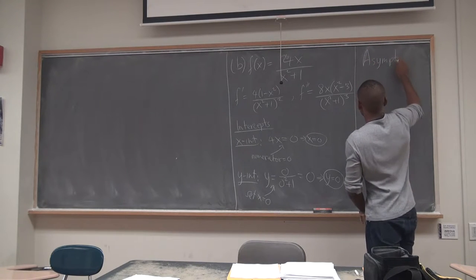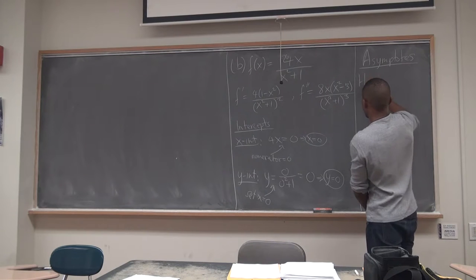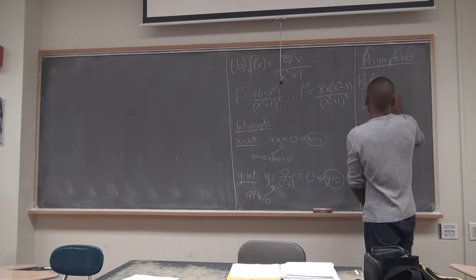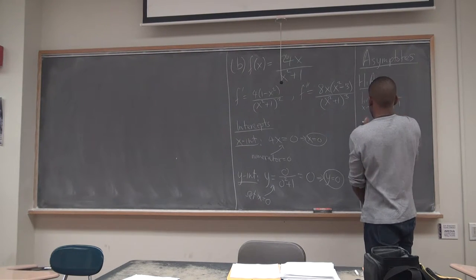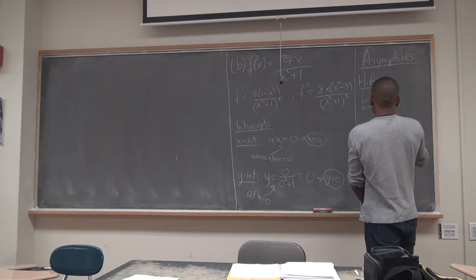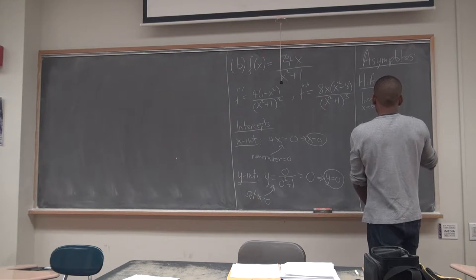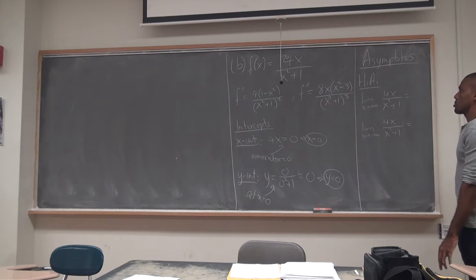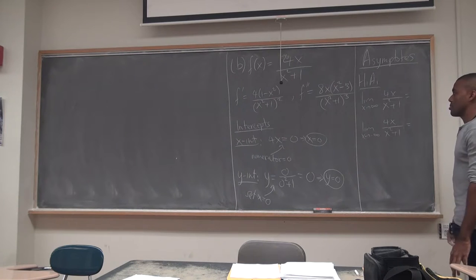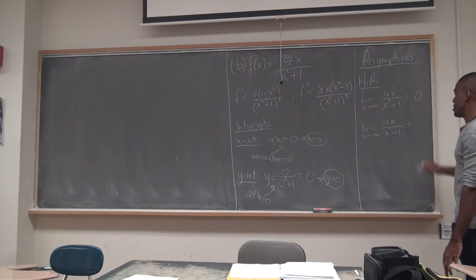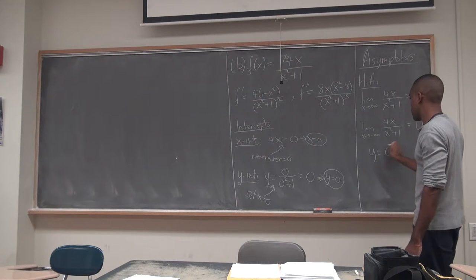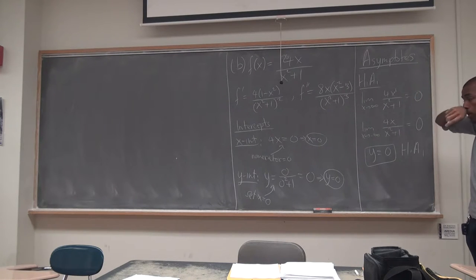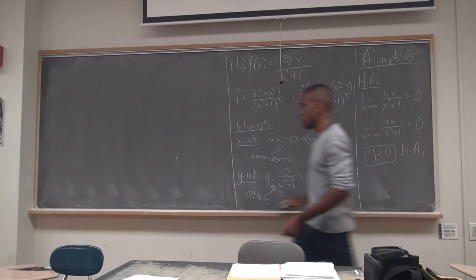Let's talk about asymptotes. Start with horizontal. If I take the limit as x approaches infinity of 4x over x squared plus 1, or the limit as x goes to minus infinity of 4x over x squared plus 1, what's this? Zero. And this is also zero. The power on the top is 1. The power on the bottom is 2. The bottom is bigger, so you will always go to 0. We did that when we were talking about limits.